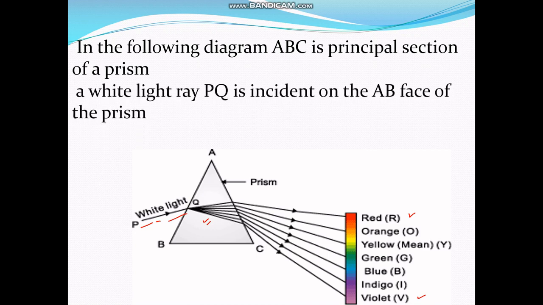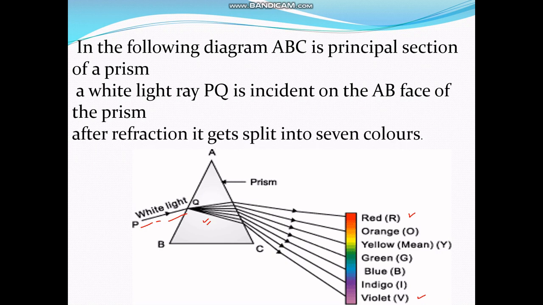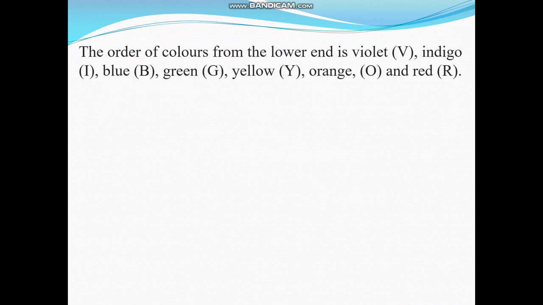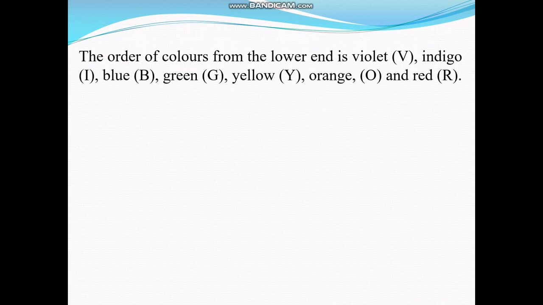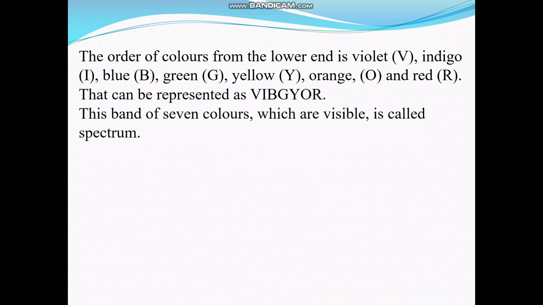So now the light PQ is incident on the face AB of the prism. After refraction, it gets split into 7 colors. The order of colors from the lower end is violet, indigo, blue, green, yellow, orange, and red. These 7 colors are written in the form of VIBGYOR, and is known as VIBGYOR. Now, this band of 7 colors is known as spectrum.